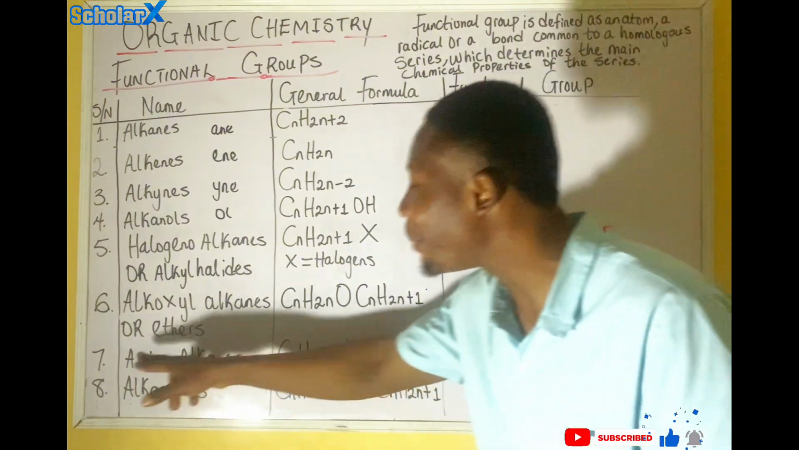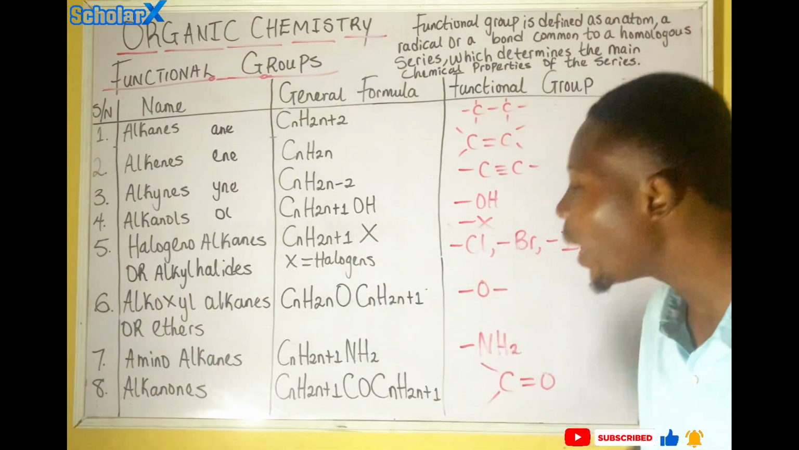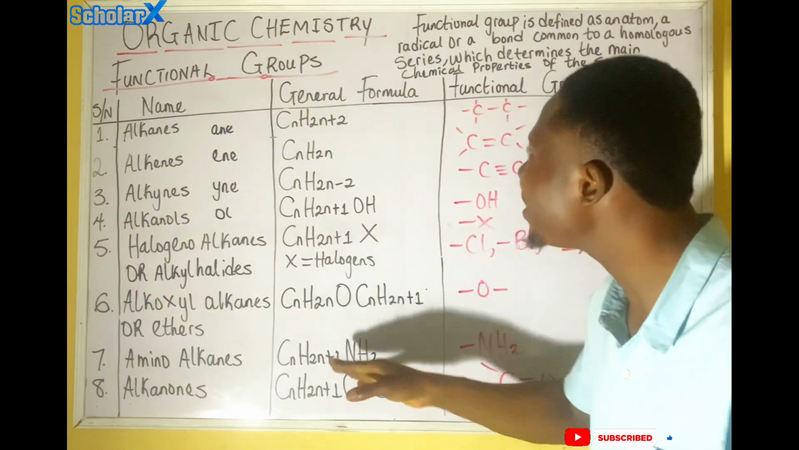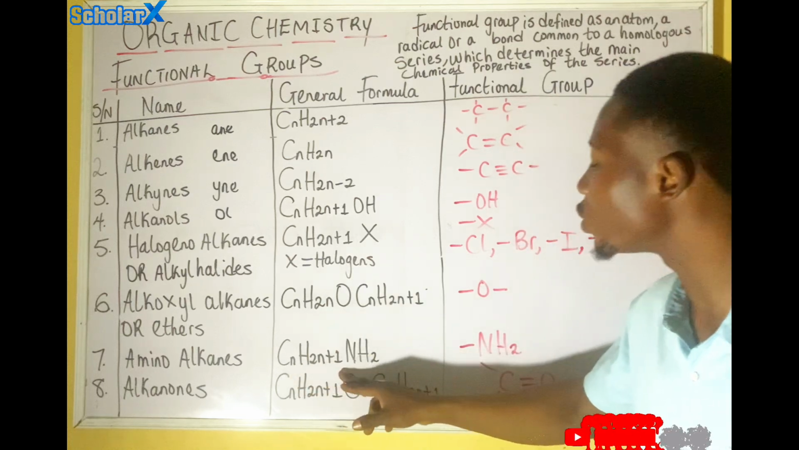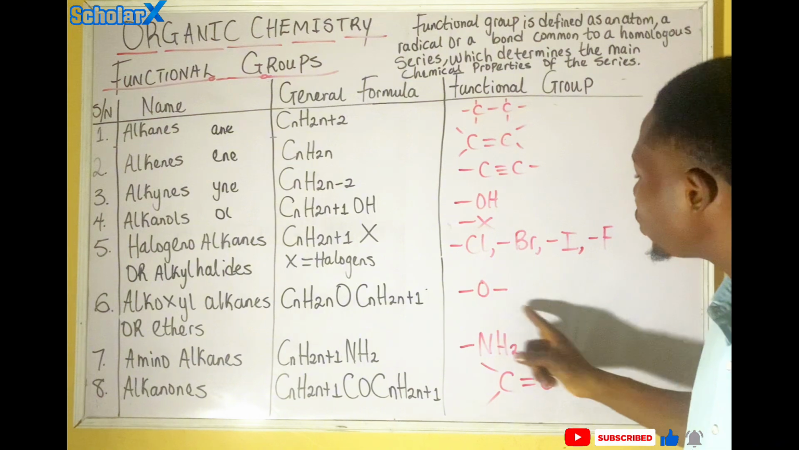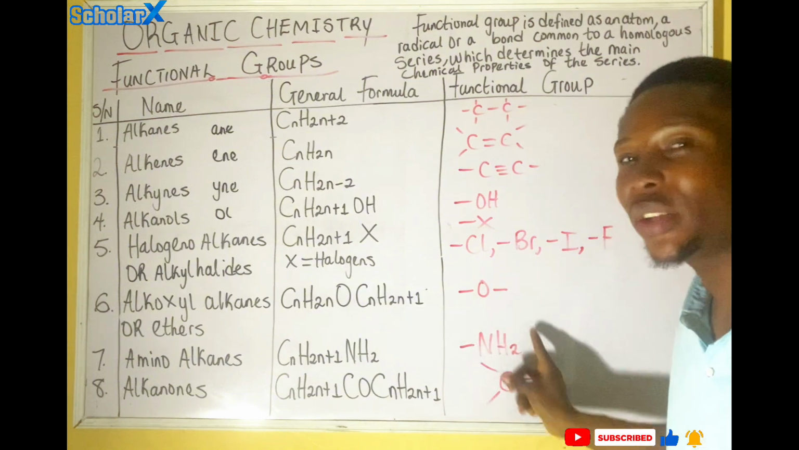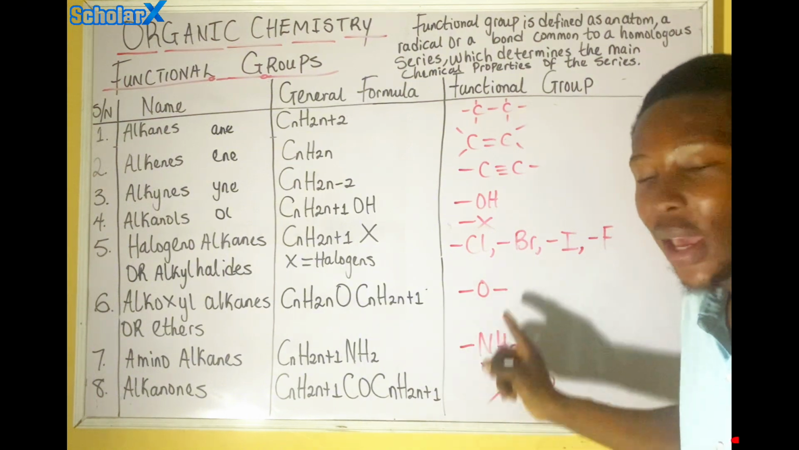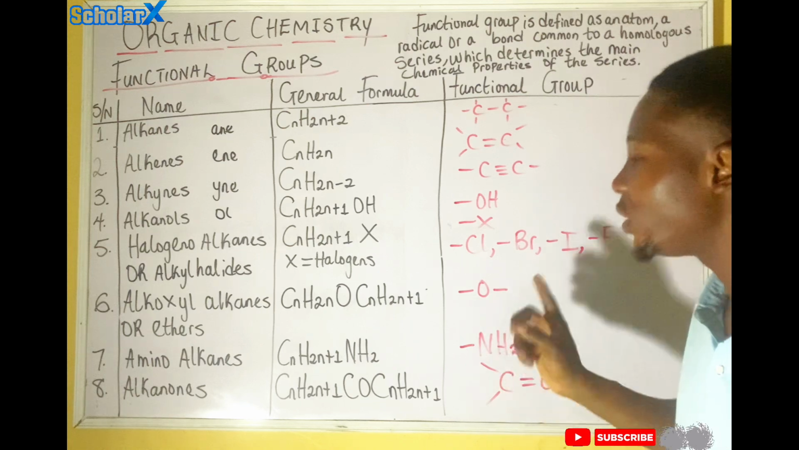And then we have aminoalkanes. The aminoalkanes have a general formula of CnH2n+1 NH2. So you can see that their functional group is NH2. Take note of that.